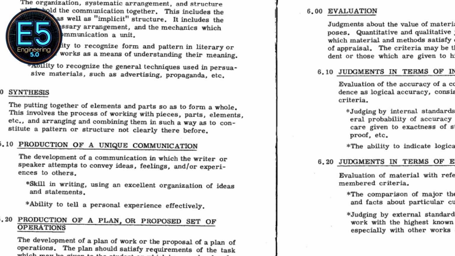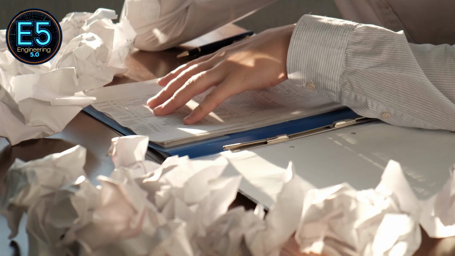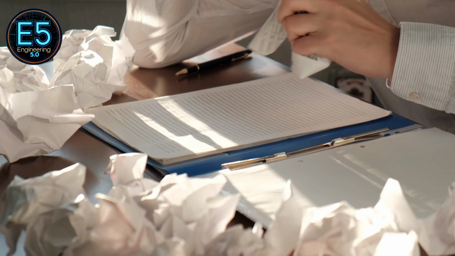While evaluation is listed as number 6, judgments about the value of material and methods for given purposes, qualitative and quantitative judgments about the extent to which material and methods satisfy criteria. Use of a standard of appraisal. The criteria may be those determined by the student or those which are given to him or her. So evaluation is actually just part of creating.